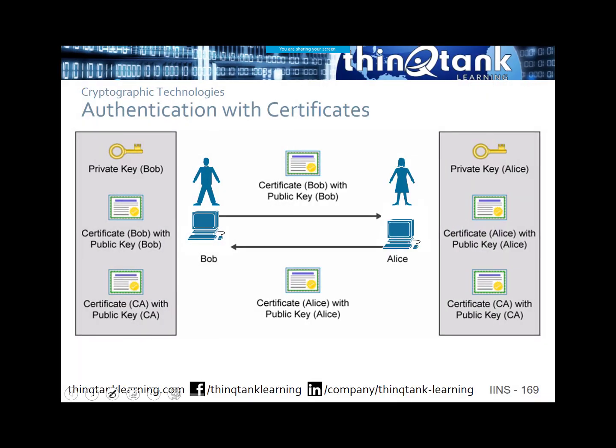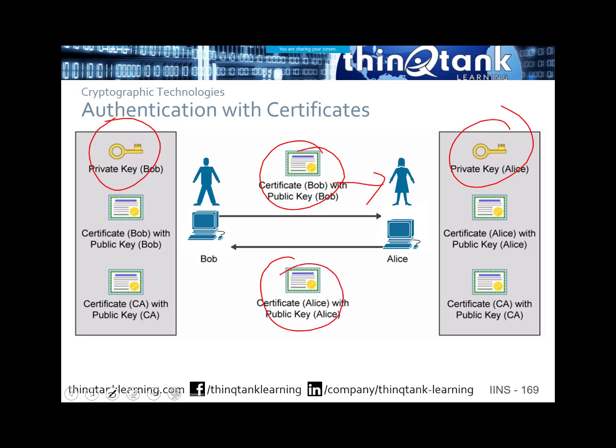Okay? So Bob has a private key. Alice has a private key. Bob, instead of sharing private keying information, which they only know, is going to send his public certificate over to Alice. That's going to be the public key of Bob. Alice is going to send her public certificate to Bob. And because both of them have the public certificate of the CA, they can go through the process of verifying the identity of each other, and that's it. Okay?